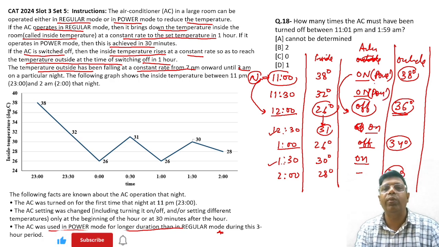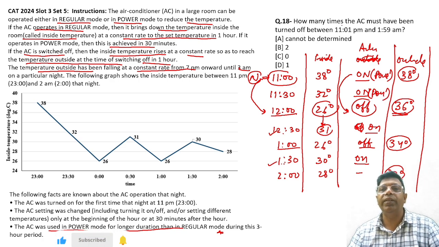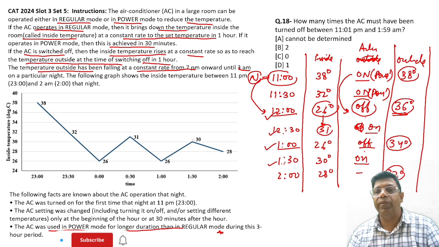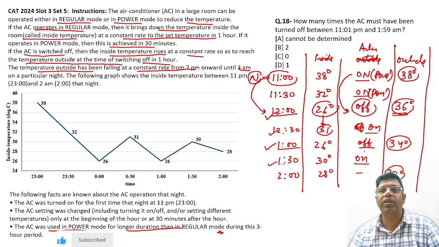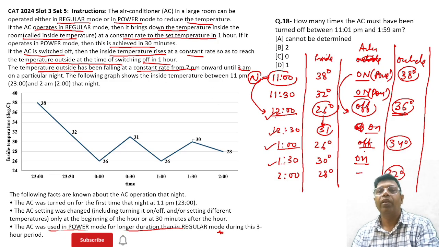Now let's try to solve the question based on this. How many times the AC must have been turned off between 1 p.m. and 1:59 a.m.? So you can clearly say 12 and 1. These are the two time slots when AC was turned off. See, whenever AC has been turned on and off, it was done at an interval of half an hour. So you can clearly see there are two times when the AC has been switched off. So for this question, the correct answer has to be option B.